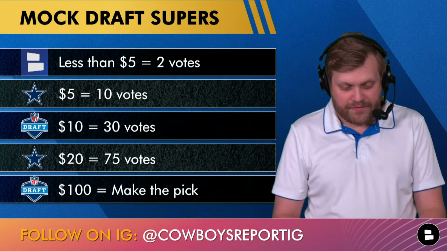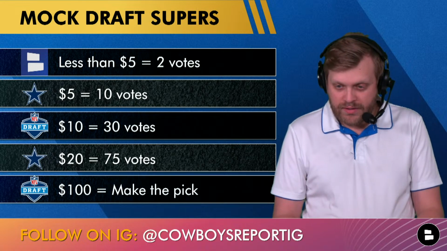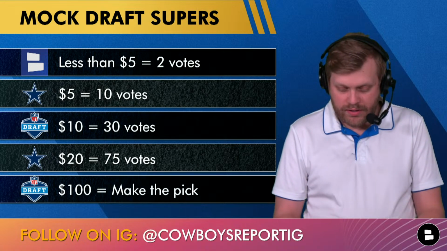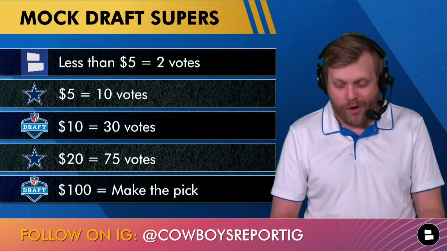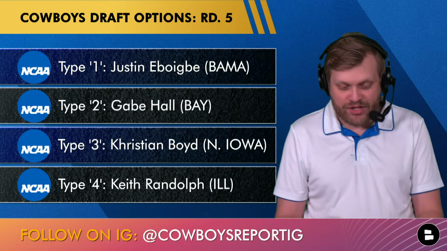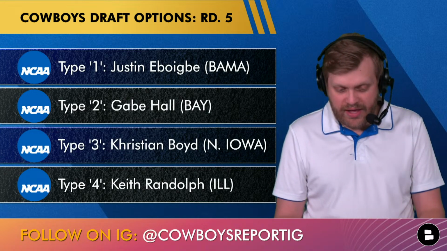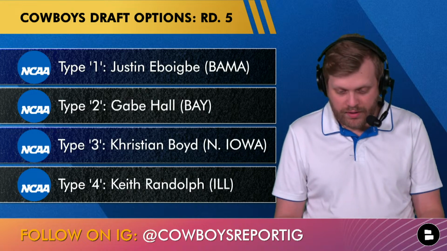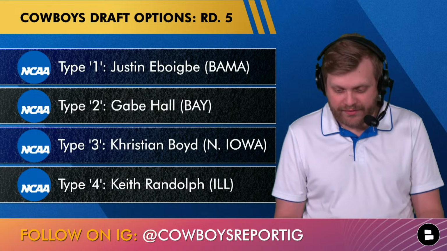So let me get my formula in here for Eboigbe. Boyd. Hall. Ooh, this is a tight race, Chris. Justin Eboigbe versus Gabe Hall. There might not have even been a point to putting anybody else in the voting. It is a two-man race between Eboigbe and Gabe Hall at the moment. A very tight race. 51% versus 44% at the moment.